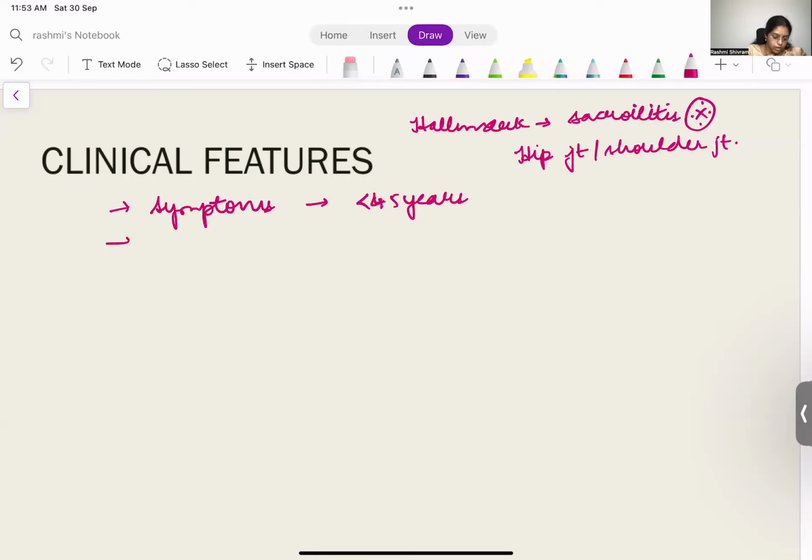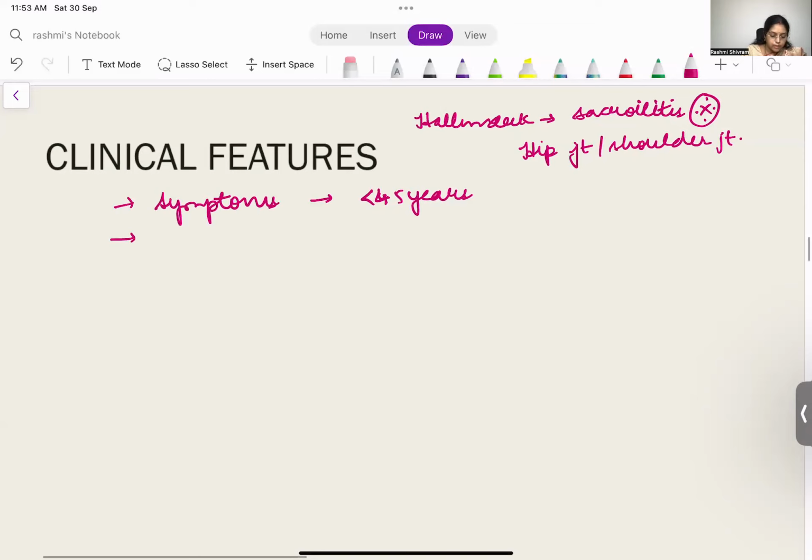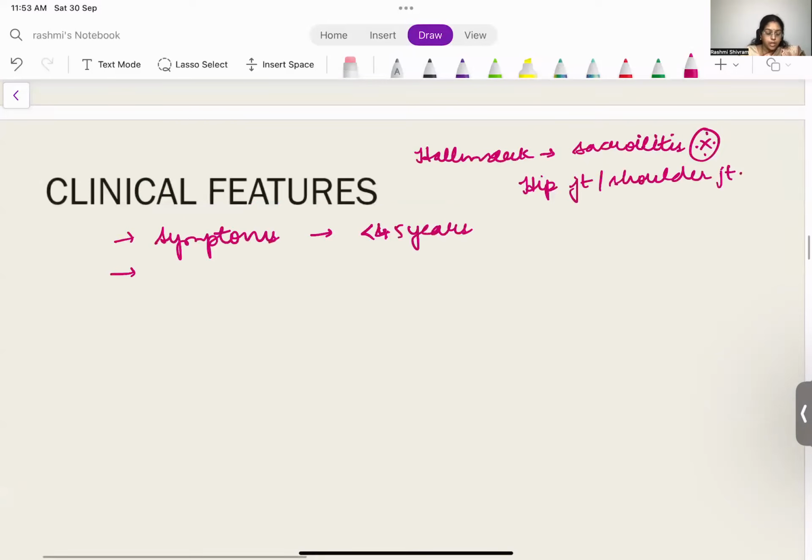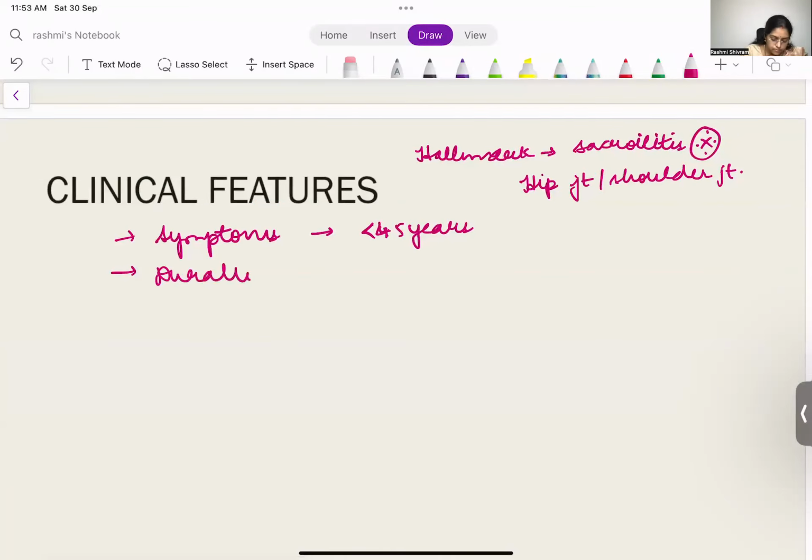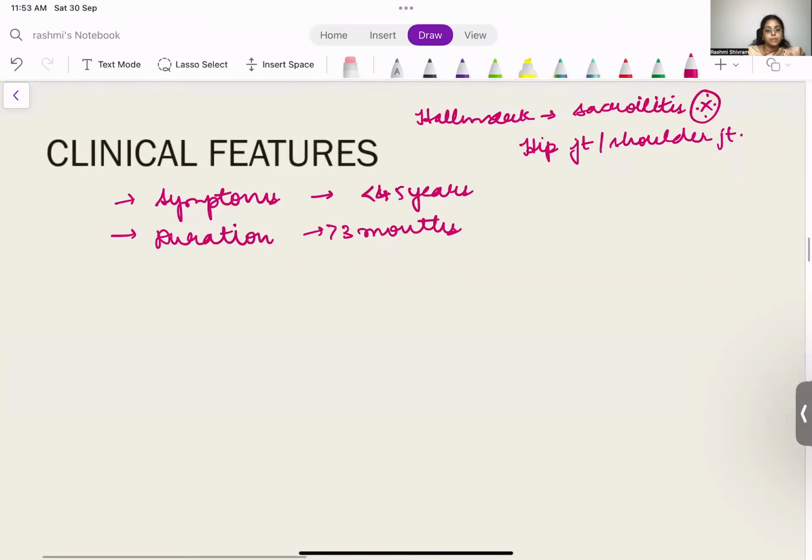And when will you call this ankylosing spondylitis? If you have this pain for one day, will you call it ankylosing spondylitis? No, it must be a chronic pain, right? Chronic low back pain, especially with duration more than 3 months. This is very, very important. Chronic pain is a must, and the hallmark is sacroiliitis, which is definitely important.